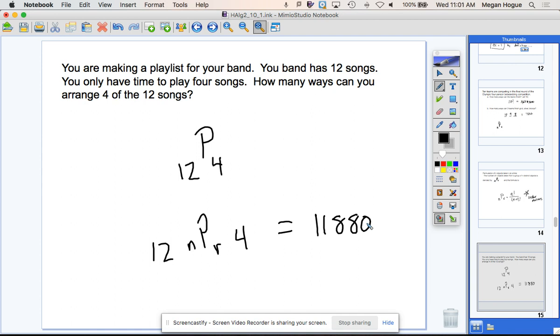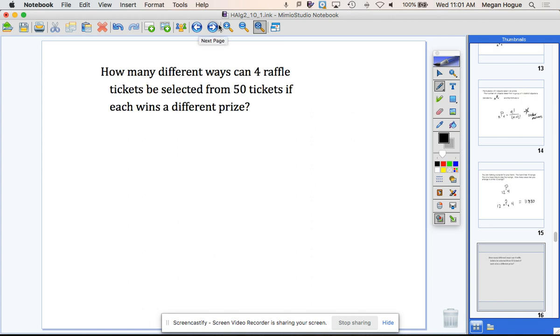All right. So now the next one is how many different ways can 4 raffle tickets be selected from 50 tickets if each wins a different prize? So it's not like everyone's winning $25. First place is going to win 1,000. Second place is going to win 500. Third is going to win 50, and fourth is going to win $10. So you definitely want to be first place. So it's going to matter if your ticket's picked first or if your ticket's picked fourth.